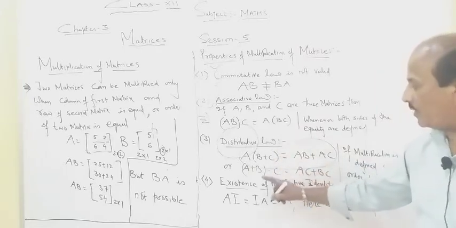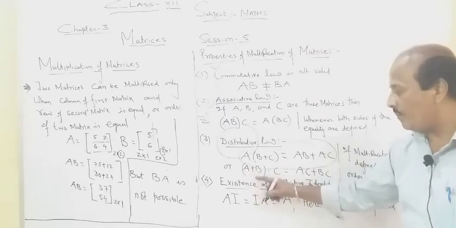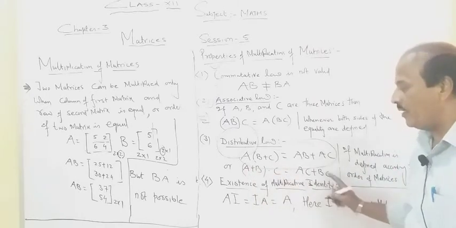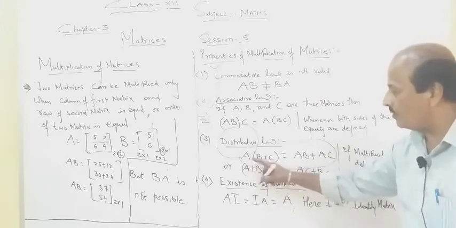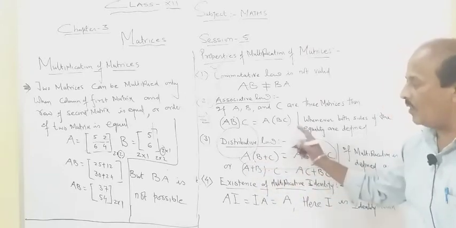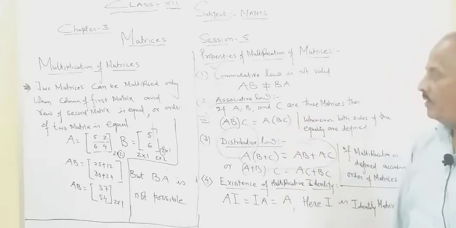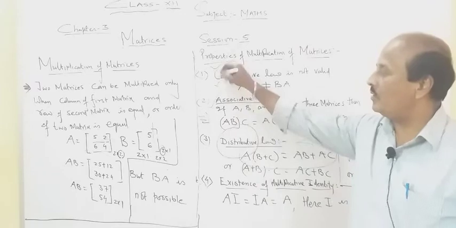It is called the distributive law. The same property can be written in this way also: (A plus B) into C, then C is distributed over A and B. Here A is distributed over B and C. Now the fourth property. In your textbook only three properties are given. Why? Because the first property does not hold.